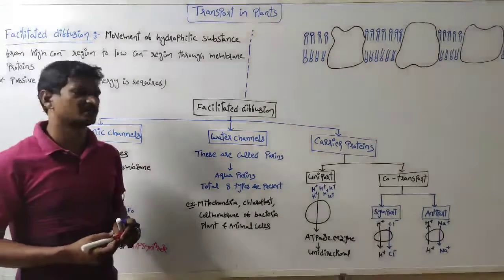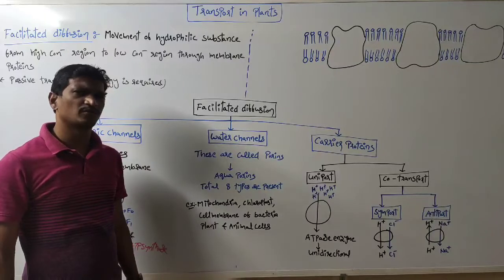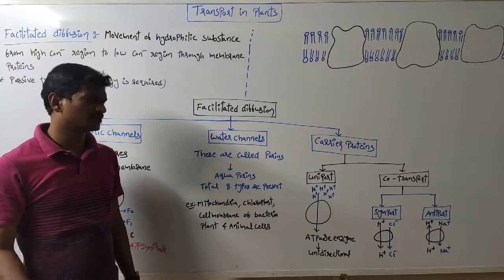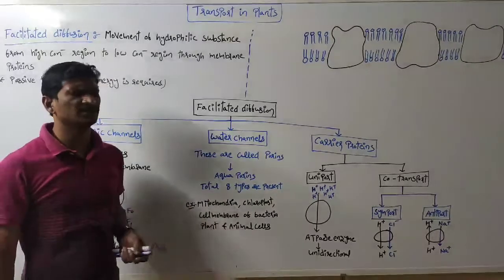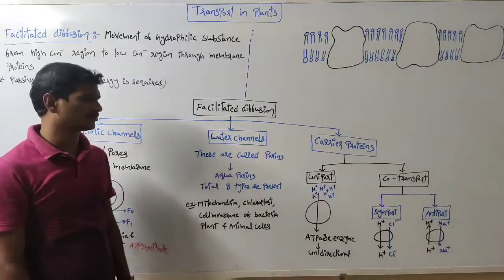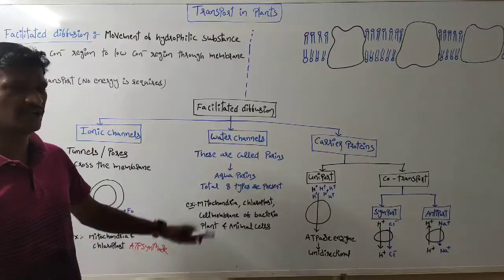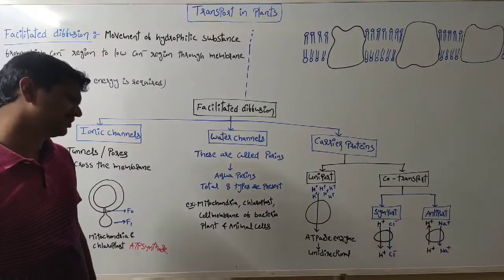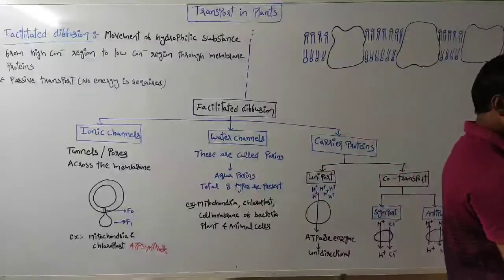And the next one is the water channels. These are called porins, and these are also called aquaporins, because they are involved in the transportation of water molecules. Totally, there are 8 types of water channels, or aquaporins. These are also present within the mitochondria, chloroplast, and cell membrane of the bacteria.